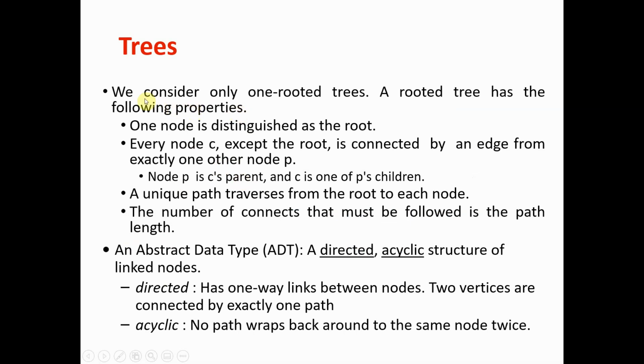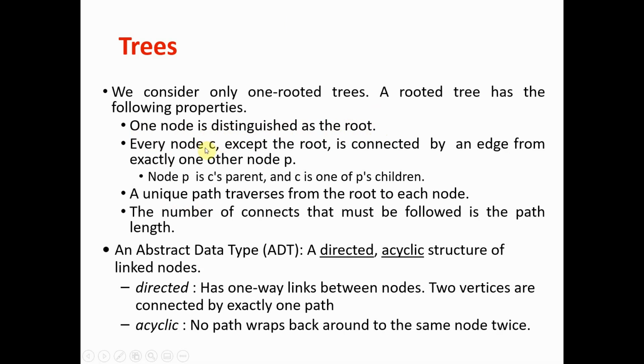We consider trees that are rooted and they only have one root. A rooted tree has the following properties. One node is distinguished from the other nodes as the root, and this is the node that doesn't have any parent. The node that doesn't have any parent is considered the root, and it's going to be at the highest level of the hierarchy.